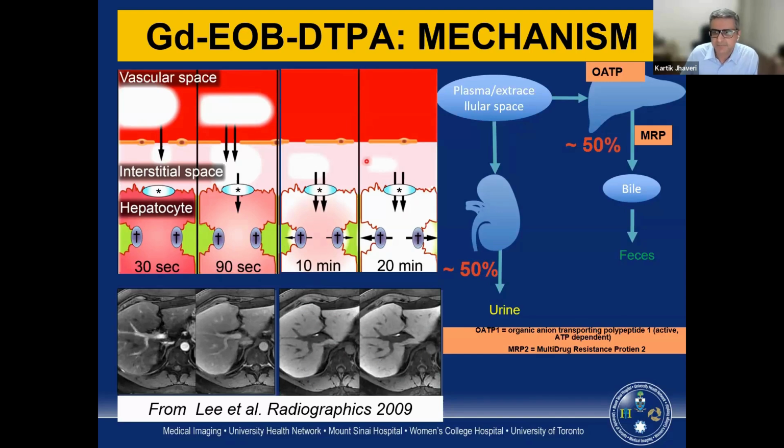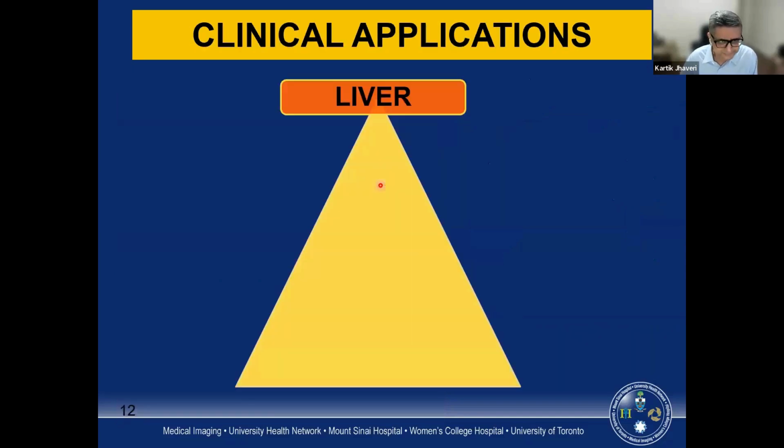Now, with this contrast agent, approximately 50% of the contrast is excreted into the bile ducts in a normal situation, and the other 50% is excreted into the urine via the extracellular mechanism of action, similar to extracellular contrast agents. And there are two particular receptors which are relevant for this. On the hepatocyte surface, there is something known as OATP1, which is responsible for uptake into the hepatocyte. And then you have an MRP receptor, which is responsible for pushing out the contrast into the biliary system. And this will be relevant when we talk about hepatocellular lesions.